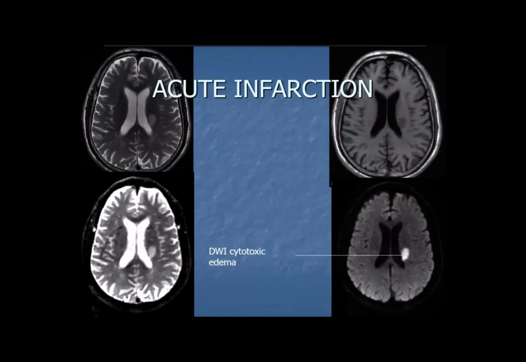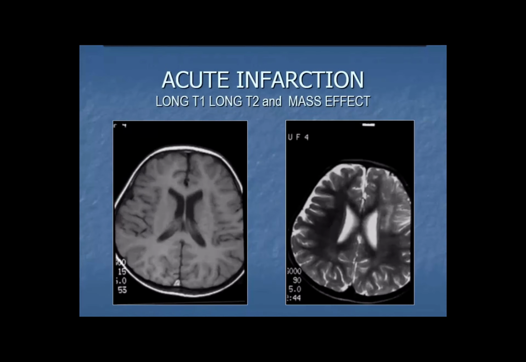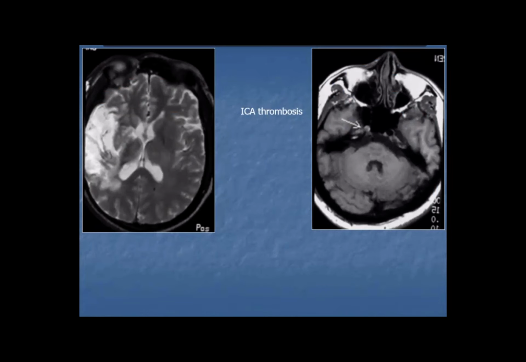Infarction in MRI. Acute infarctions. On the DWI image, we can find a hyperintensity because this is a cytotoxic edema. The acute infarction is a long T1 and long T2 signal with mass effect. The acute infarction is a normal signal on T1 weighted image and slightly hyperintensity on T2 weighted image with mass effect. Sometimes we can find the cause of the infarction.